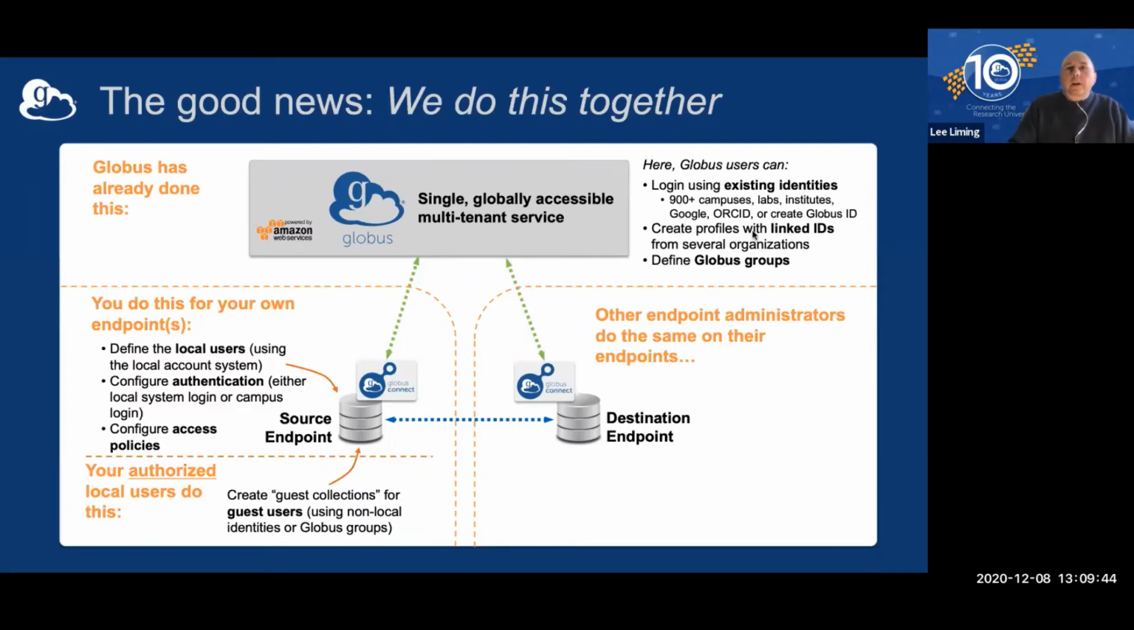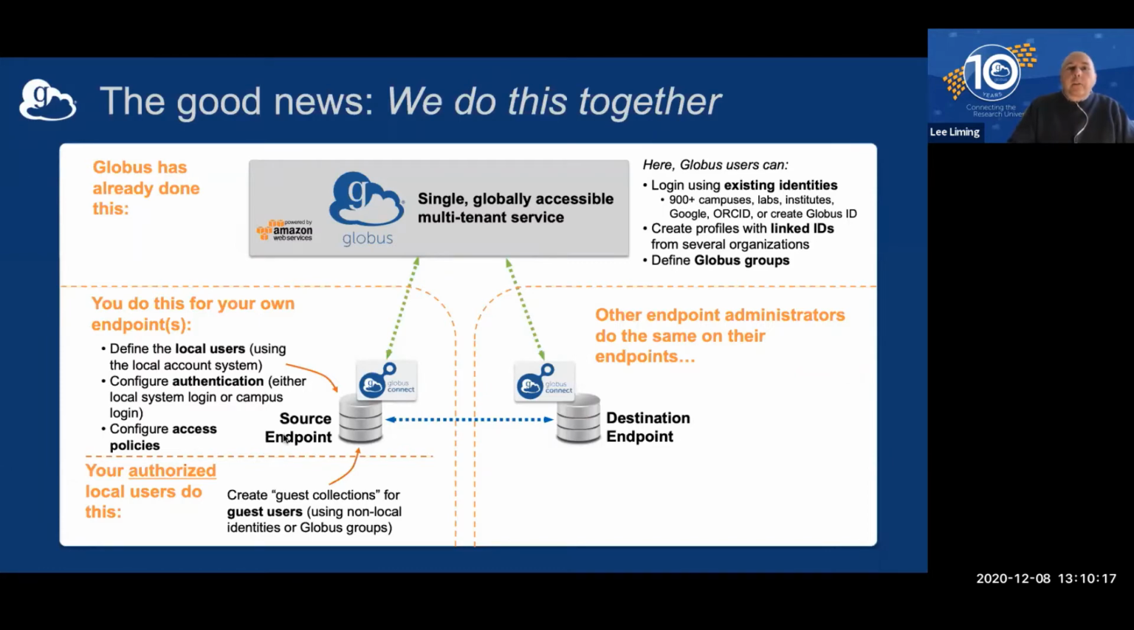People can create profiles that have linked identities from several organizations in Globus, and people can create Globus groups. For every single endpoint, there must be a local administrator who is responsible for defining who the local users of this endpoint are. How do people prove that they're one of those local users? And what can those local users do once they've authenticated to the system? That's what you, as the administrator of the endpoint, are responsible for doing.